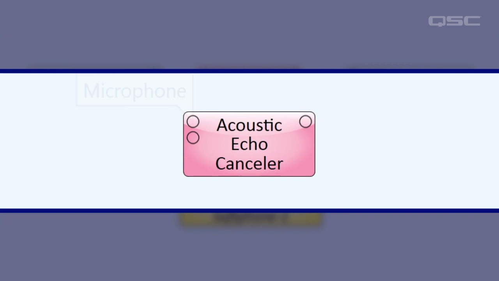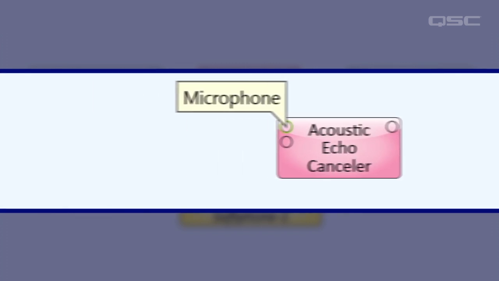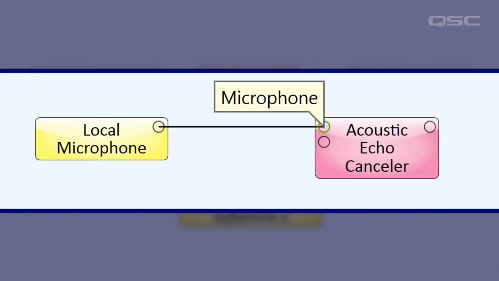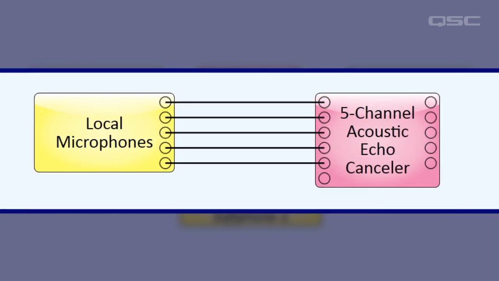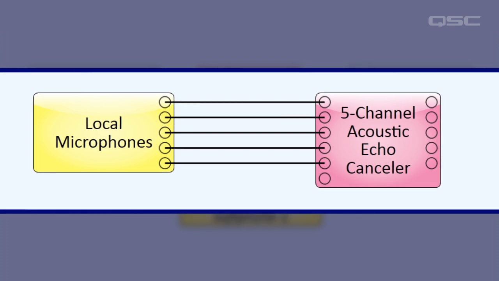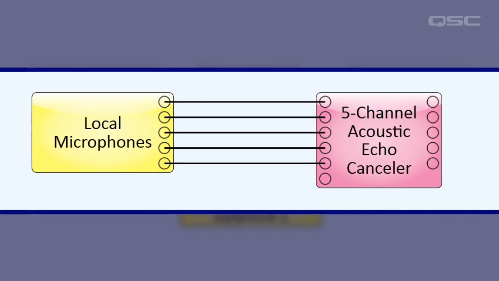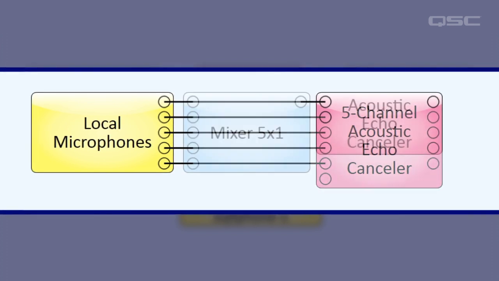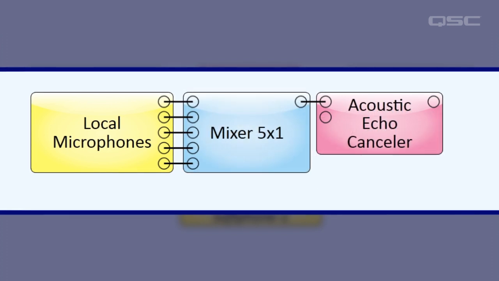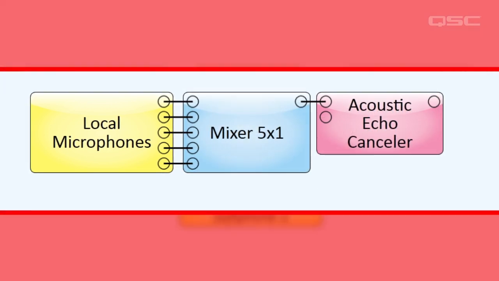The first input pin is labeled microphone, which is obviously the local microphone that the near-end caller is speaking into. If you're using multiple local microphones in your conference room, QSC highly recommends that each microphone has its own AEC channel, because the impulse response for each microphone will be different. If you are unable to provide each microphone its own dedicated AEC channel, you can sum the microphone signals with a mixer, but be aware that this may provide compromised results.